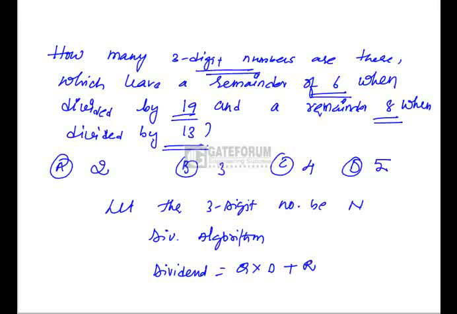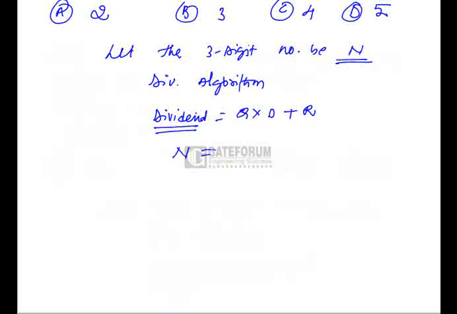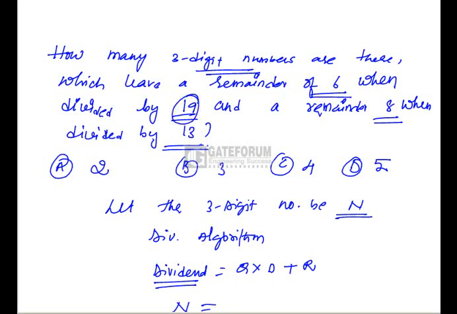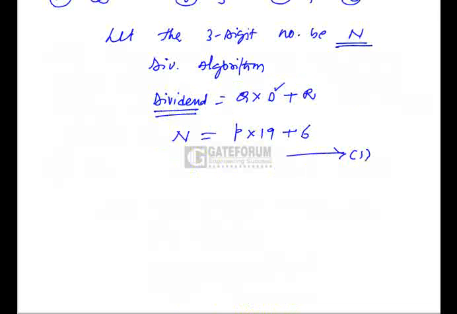Now let us look into the first case. Dividend is nothing but the number n. When you are dividing that number n by 19, the remainder is 6. So the divisor is 19 and the remainder is 6. We have no information about the quotient, so let the quotient be some p, and consider this as equation 1.